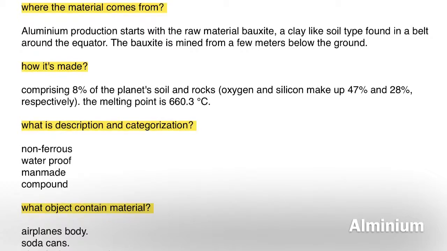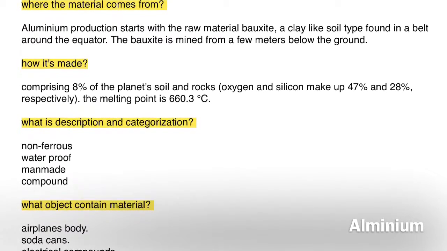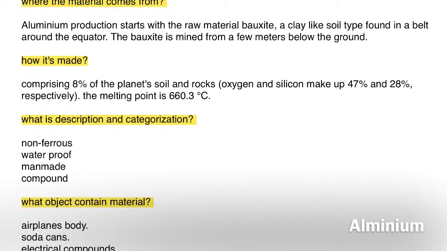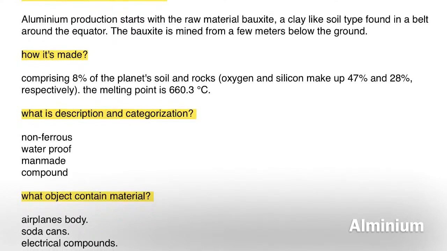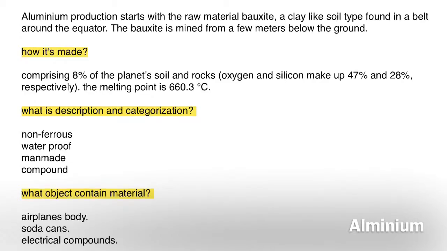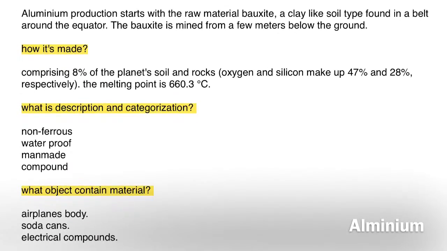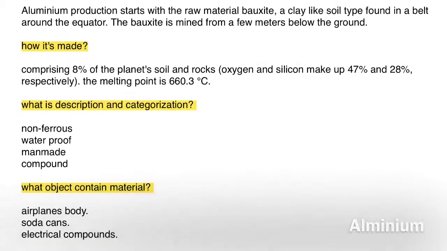The melting point is 660.3 Celsius. What is description and categorization? It's a non-ferrous, waterproof, man-made compound. What objects contain this material? Airplane bodies, soda cans, electrical components.